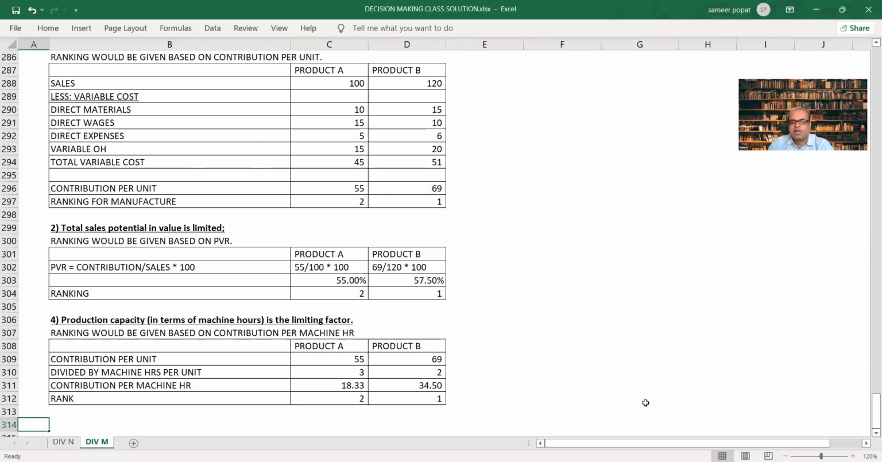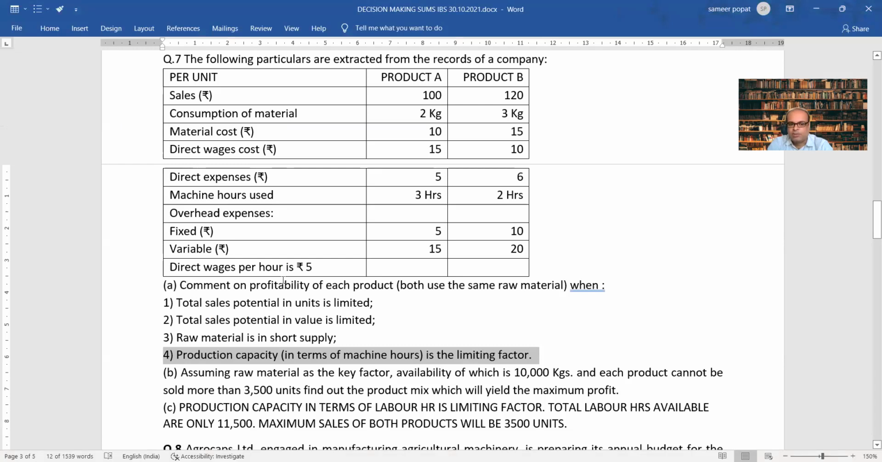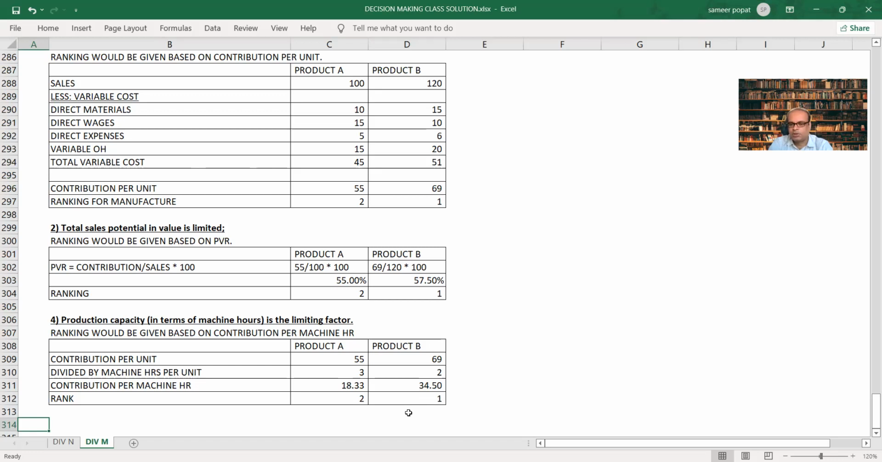That's it. So this is the end of our first part of solution where we need to comment on the profitability. So this table itself is one of the comment. Okay, which product is more profitable, that is given here. So there is no need to write any other comment separately. This table itself is self-explanatory to give the comment.